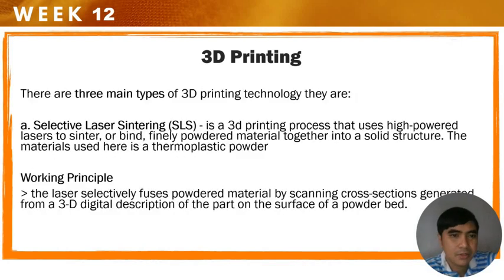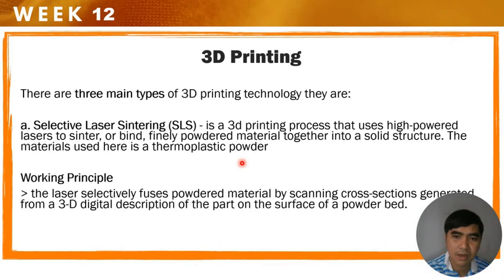Under 3D printing, there are three main types of processes. First is selective laser sintering, or SLS. It is a 3D printing process that uses high-powered lasers to sinter or bind finely powdered material together into a solid structure. The material used here is a thermoplastic powder. I will send you the link of the video for selective laser sintering, or SLS.